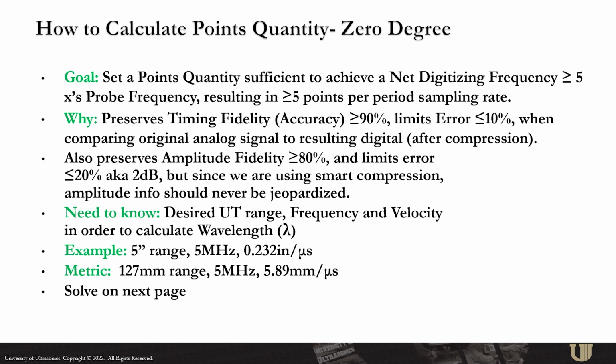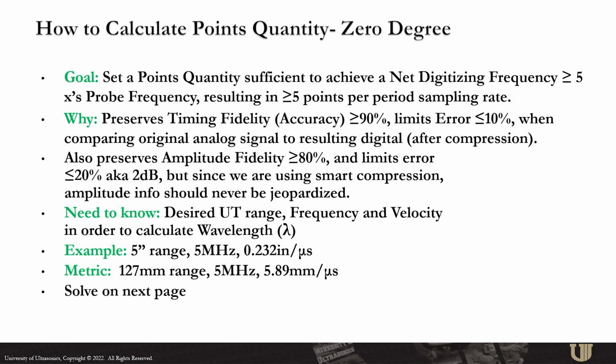But since we're using the smart compression, amplitude info should never be jeopardized because we always keep the high, drop the low, and reposition. So what do I need to know? I need to know my desired UT range. I need to know the frequency of the probe and the velocity of the material so I can also calculate the wavelength. So here's an example. I've got a 5-inch range, a 5 megahertz probe, and I'm running about a 0.232 inches per microsecond velocity. That would equal 127 millimeters, 5 megahertz, and about 5.89 millimeters per microsecond.